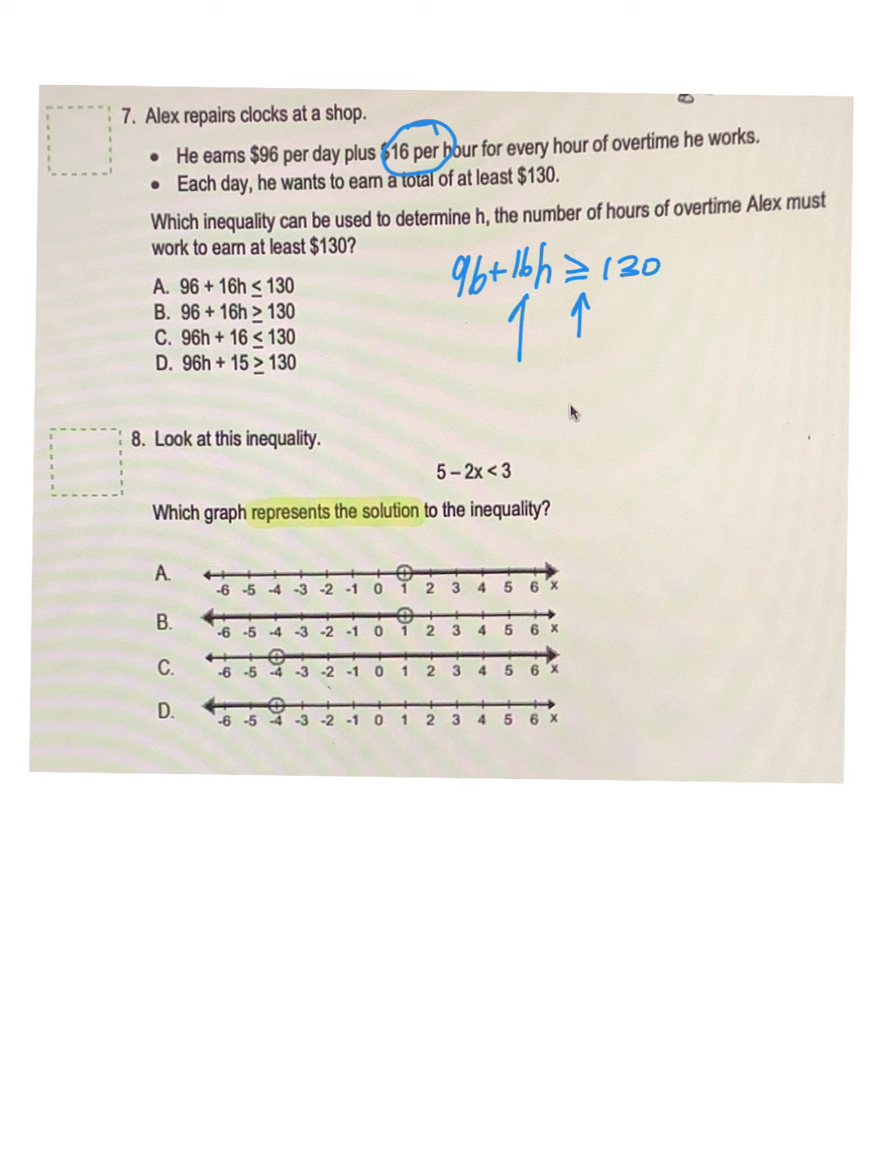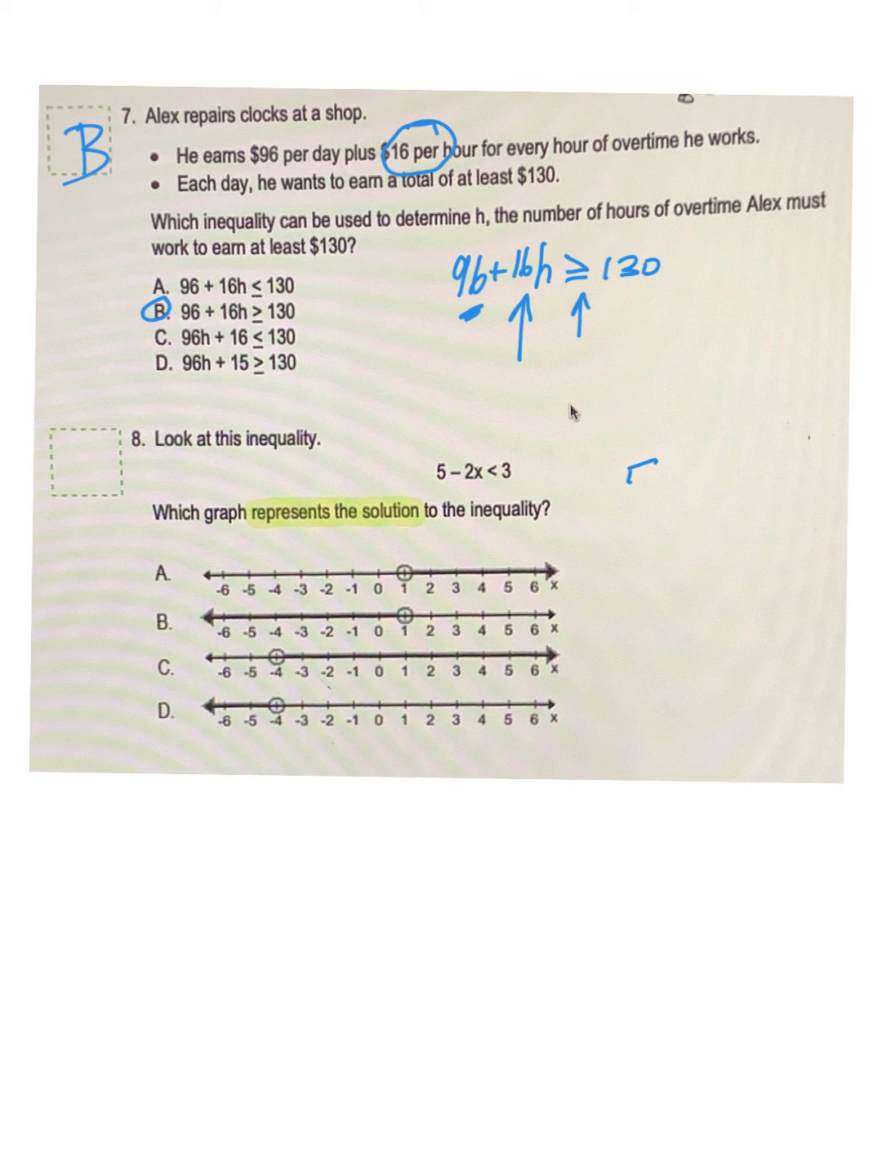The 16 has the H with it because it's $16 per hour. If he works 2 hours, he's going to make $32 of overtime, etc. The $96, that doesn't change. He's making that every day regardless. So if we look at our choices, we can see the only one that matches would be choice B. You'll see in C and D, they're trying to multiply by 96H. That would mean he's making $96 per hour, which would be really nice, but that's not what's happening here. Certainly not at a clock shop. So your answer is B. For number 8, we have to solve the inequality first.